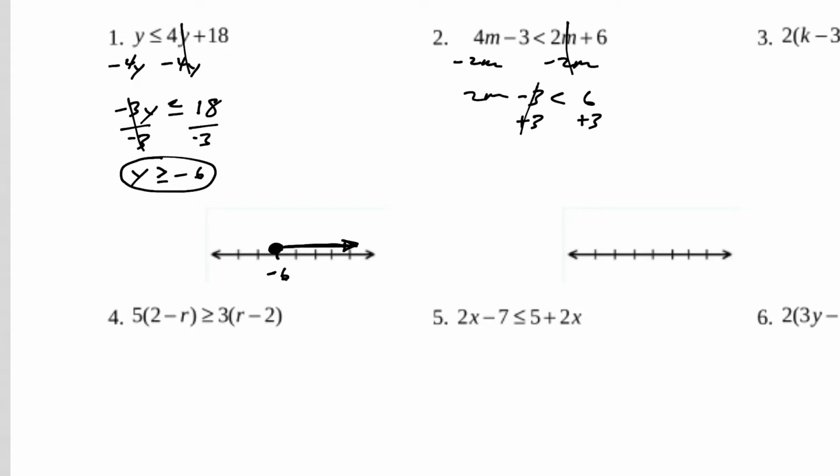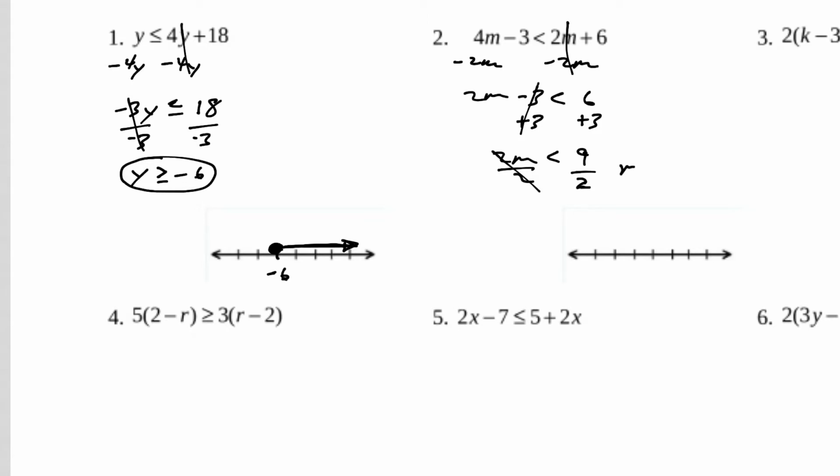The negative 3 and positive 3 will cancel out and make 0. So now all I have left on the left-hand side of my inequality is 2m. And bring down my inequality, and on the right-hand side I have 9. From there, the opposite of multiplying by 2 would be to divide by 2. So I'm going to divide both sides by 2 to get that m by itself. And these 2's will cancel out and make a 1.